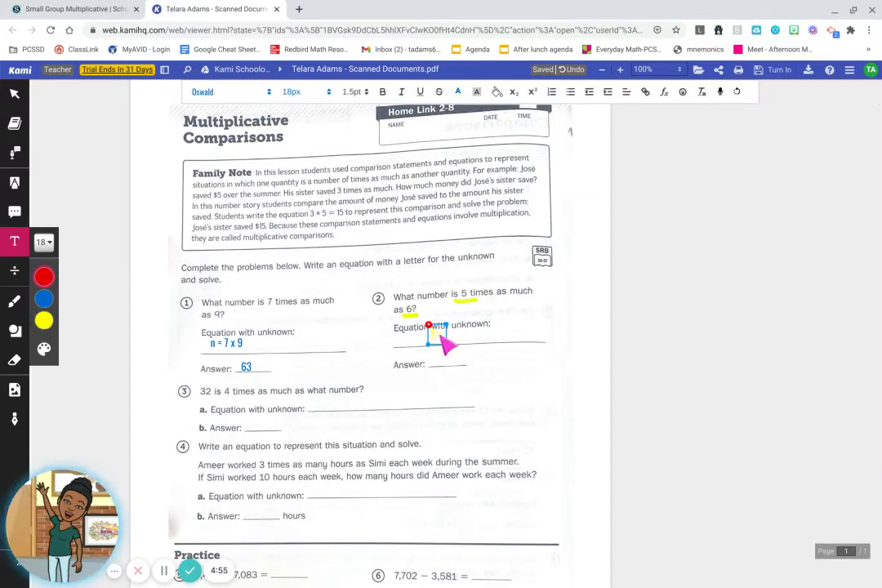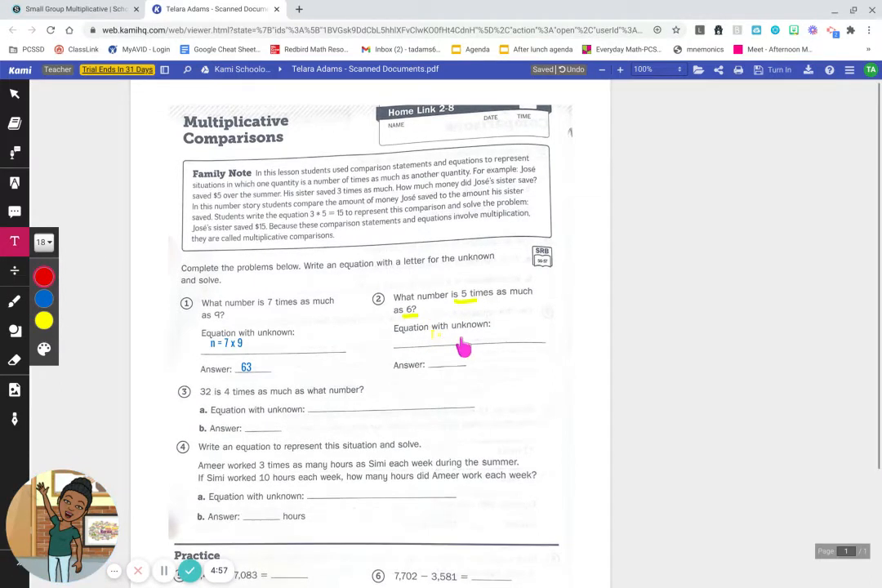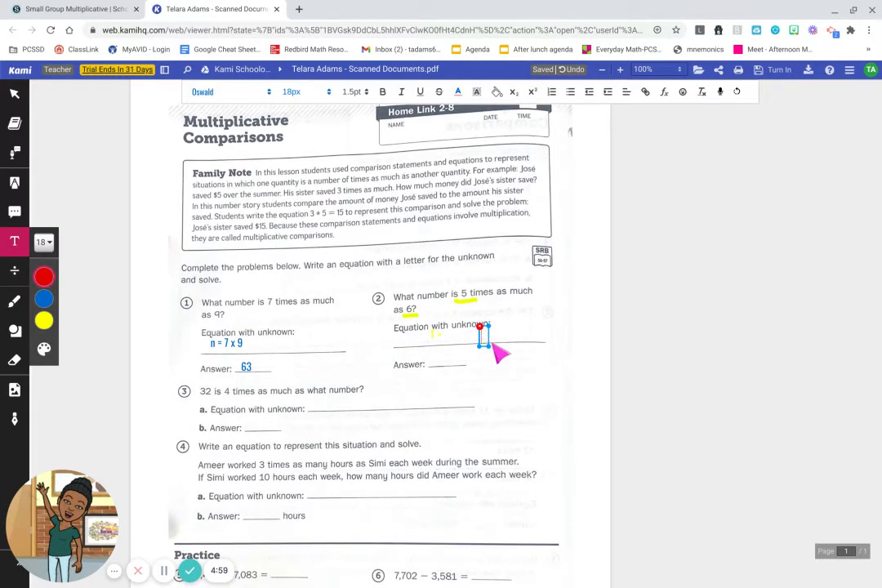My equation with the unknown. I'll use a different box because I can't see that yellow. So T equals 5 times as much as 6.